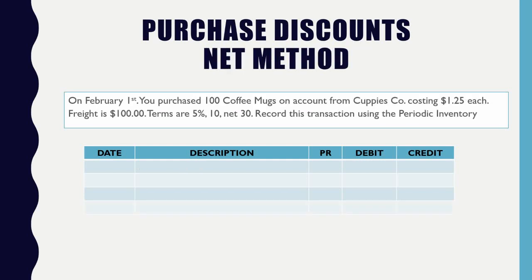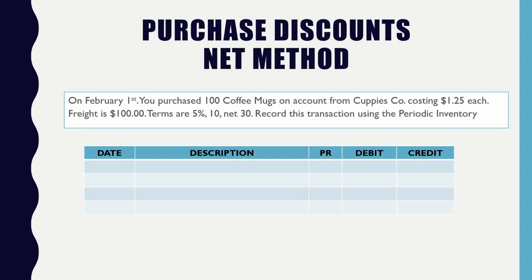Okay. So now let's talk about the net method. In this case, same scenario. On February 1st, I decided to purchase 100 coffee mugs at $1.25 each from Cuppy's Co. on account. And freight, once again, is $100. And they gave us terms 5%, 10, net 20. Now we need to record this transaction.